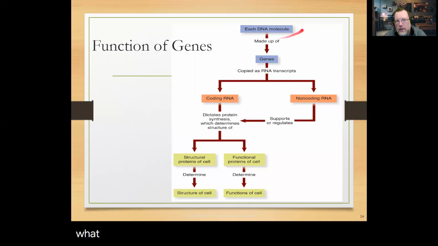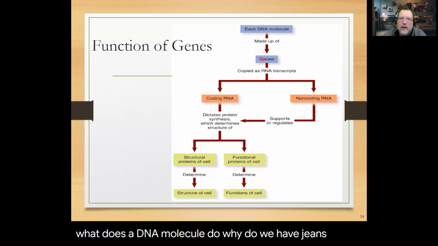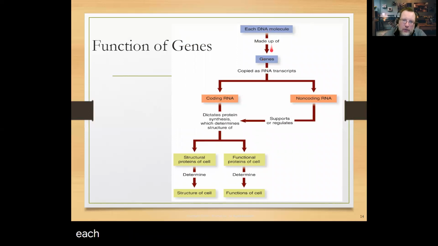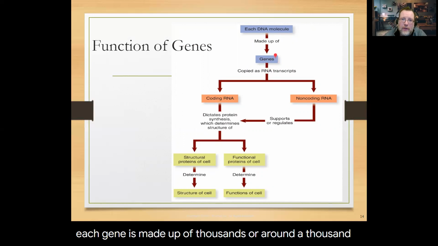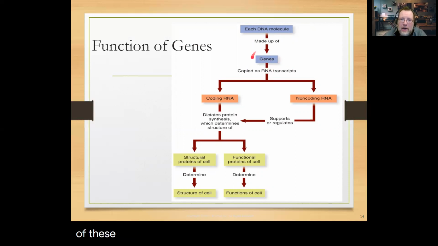So what does a DNA molecule do? Why do we have genes? Again, each DNA molecule is made up of millions of different genes. Each gene is made up of thousands or around 1,000 of these base pairs.